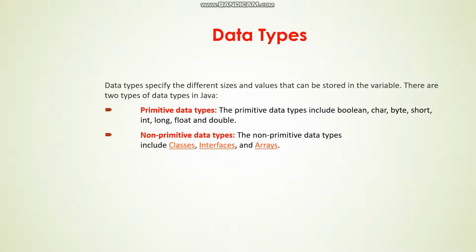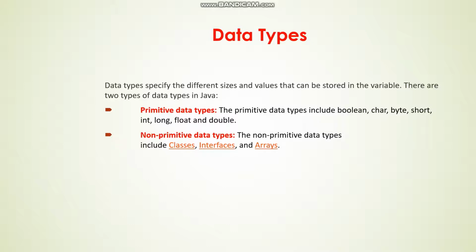Now comes the next topic, data types. Data types specify the different sizes and values that can be stored in the variable. There are two types of data types in Java, mainly the primitive data types and the non-primitive data types.